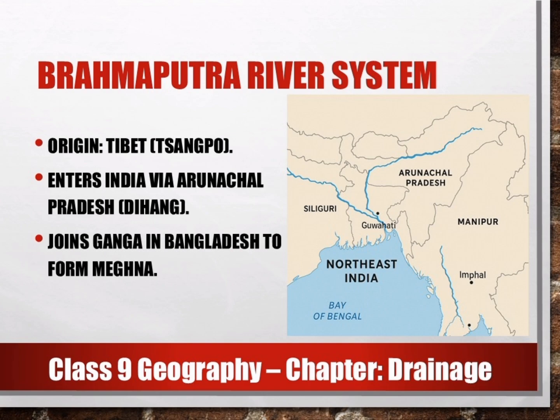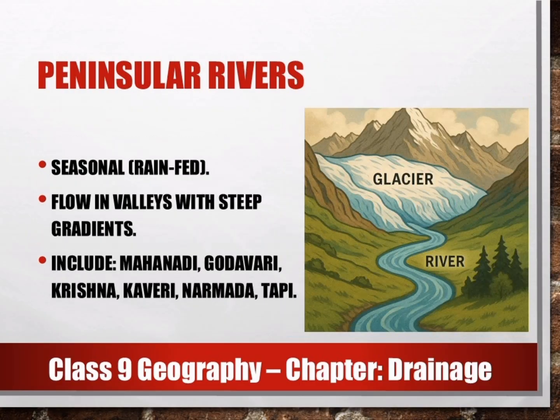Unlike the Ganga, it flows through a narrow valley surrounded by high hills and receives water from many small tributaries in the northeast. And now the Peninsular Rivers. They are quite different from the Himalayan rivers.